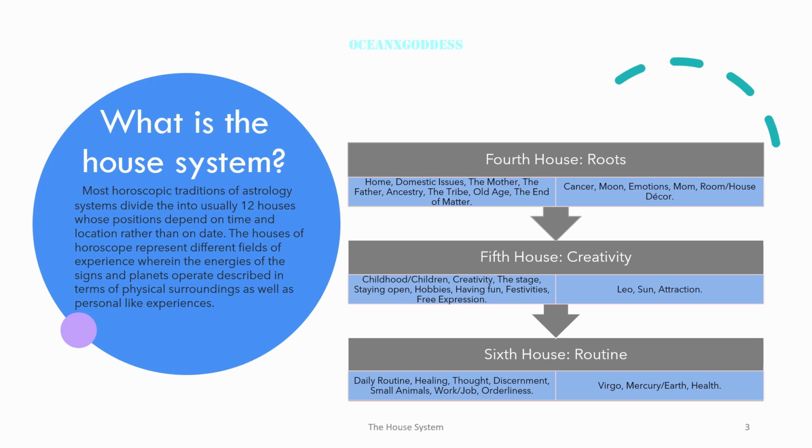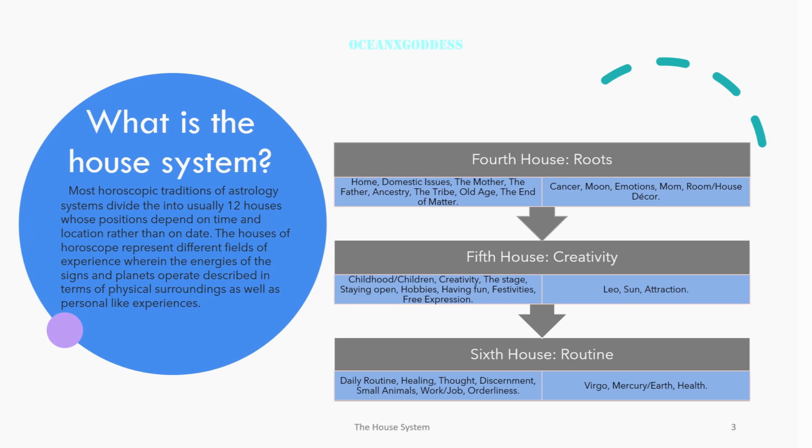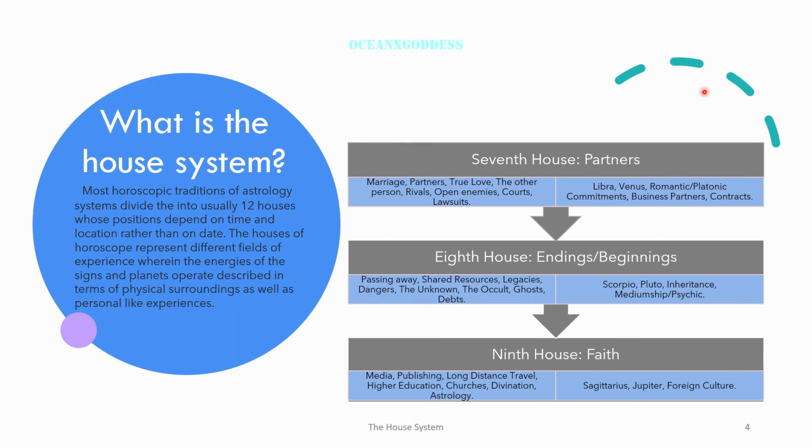So let's move forward to the seventh house. The seventh house is the house of partners. So we have marriage, partners, true love, the other person, rivals, open enemies, courts, and lawsuits. Some values of the seventh house, where we get these energies from, are Libra and Venus. Now we already did talk about Venus, but Venus was some values of the second house, and it was more Taurus values.